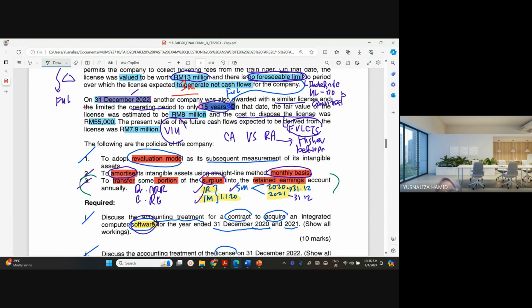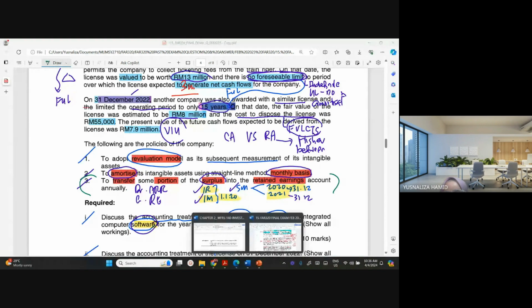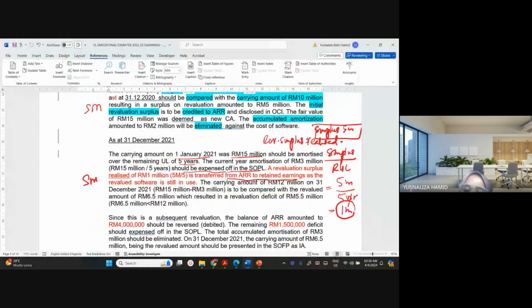This requirement needs you to write that extra sentence. If there is no requirement like that, you don't have to write the sentence that I put in red. So here you write because there was a policy that the company will transfer the excess amortization as the software is being used. So the excess amortization here is the amount that you consider as revaluation surplus realized. Then you mention the carrying amount of 12 million that has to be compared with the revalued amount for the second revaluation, and that results in the deficit of 5.5 million.